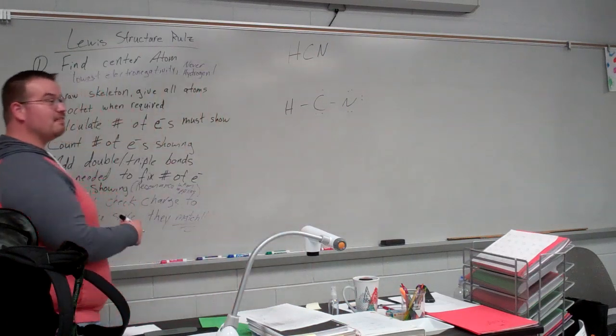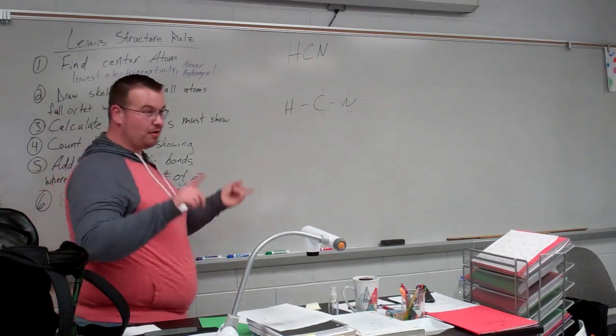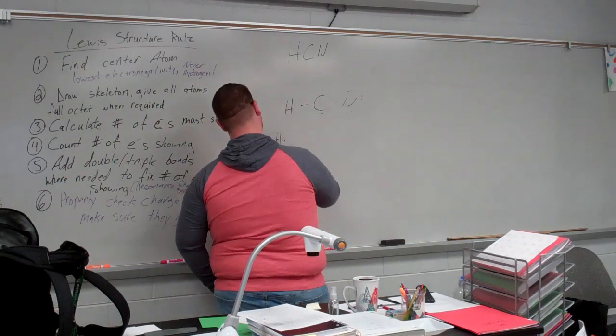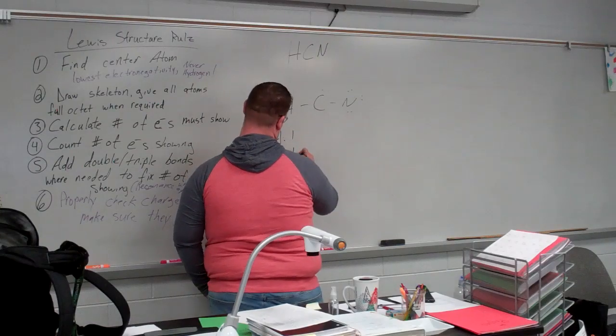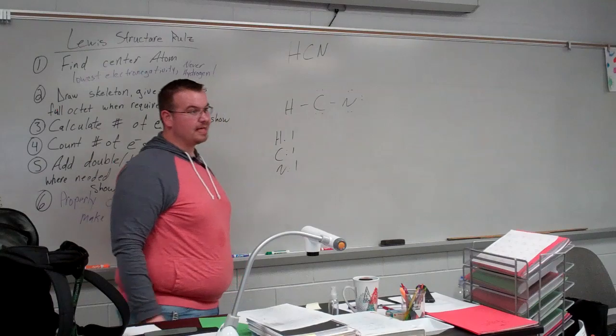We have now given everything a full octet. You now go to step 3 and calculate the number of electrons you must show, and this is where you're going to use the periodic table. We have hydrogen, carbon, and nitrogen. We have 1 of each. We need 3.